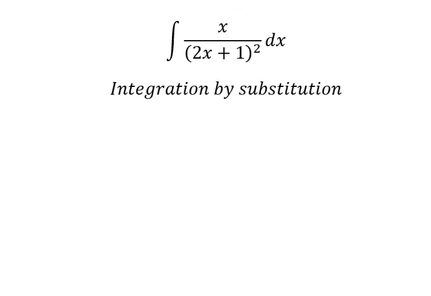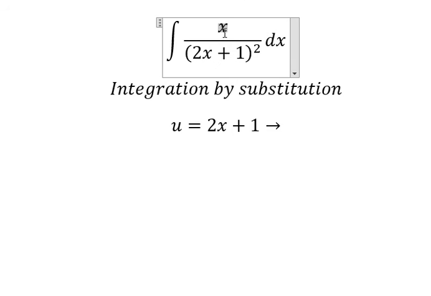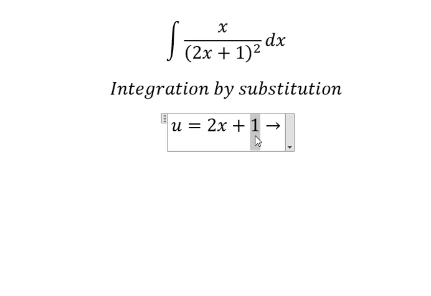So I will put u equal to 2x plus 1. Because we have x, I will put number 1 to the left and we divide both sides by number 2.